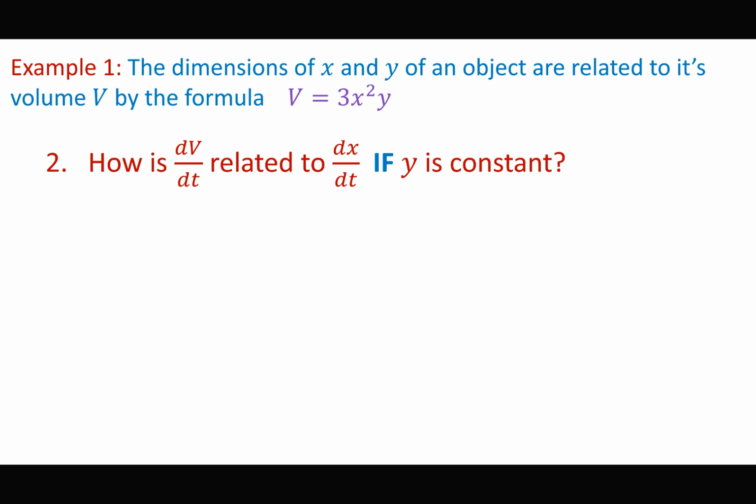Same problem, but now if y is constant. So again, V is 3x squared y. So dV/dt would be 3y times d/dt of x squared.